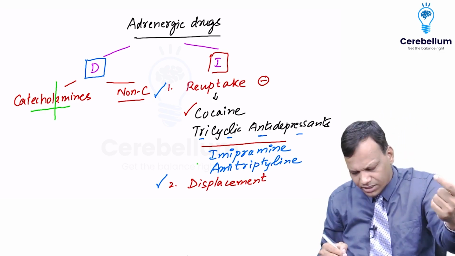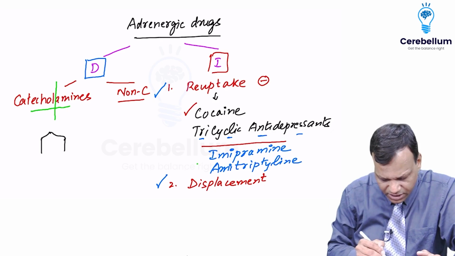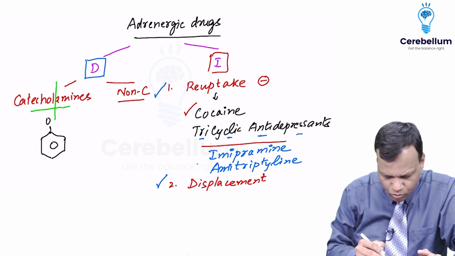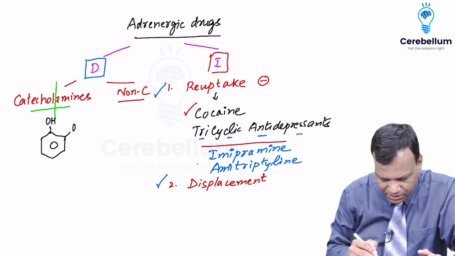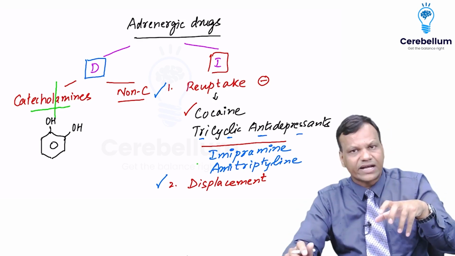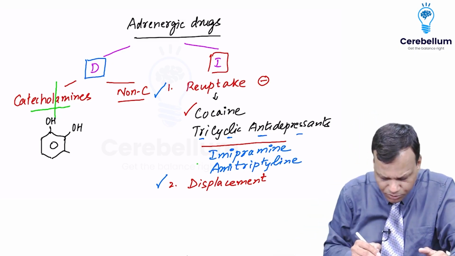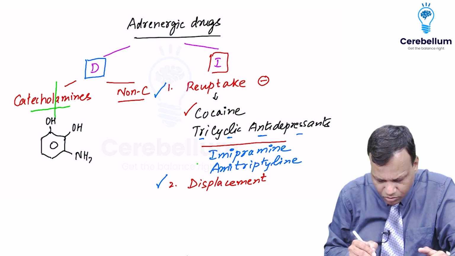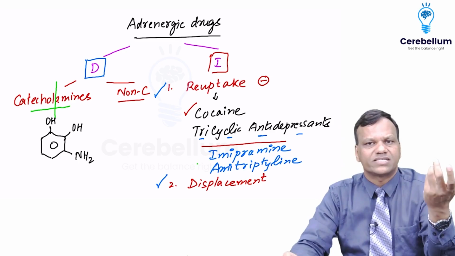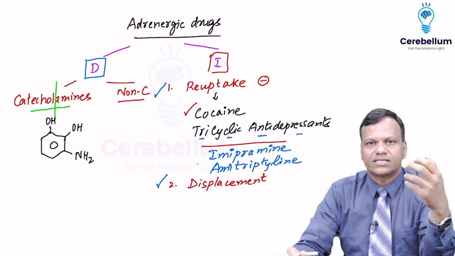Now, go back to the chemistry. In chemistry, in 11th and 12th, we studied that this is benzene. And if we attach two hydroxyl groups on benzene, this structure is called catechol. So any drug having this type of structure has a catechol nucleus. And if an amine group is also present on this drug, it is called a catecholamine. Clear? So any drug having this type of chemical structure in which a catechol nucleus and an amine group are there, that is called a catecholamine.